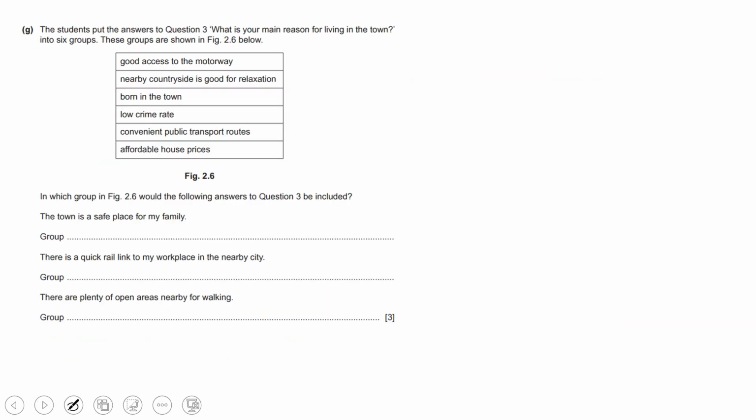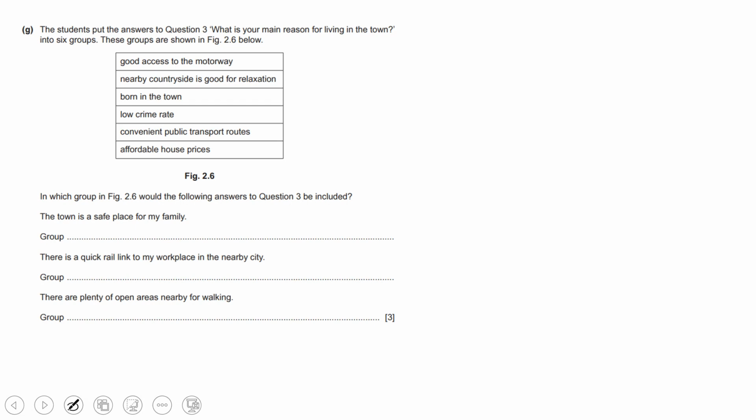Now, they said the student put the answer to question 3 on the questionnaire, obviously. What is your main reason for living in the town? Into 6 boxes. Reason for living in the town into 6 boxes. Now, this group are shown in figure 2.6 below. So this is it. Good access to motorway, nearby countryside for good relaxation, born in the town, low crime rate, convenient public transport route, affordable house price. Now, in which group in figure 2.6 will the following answer to question 3 be included?